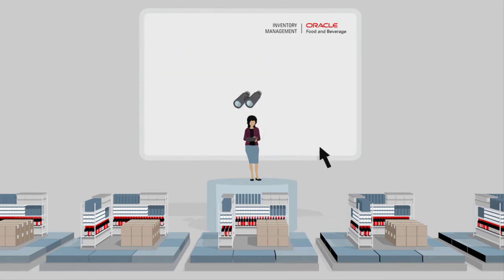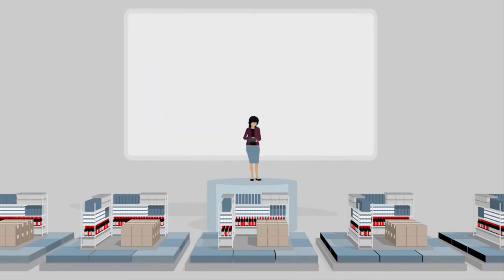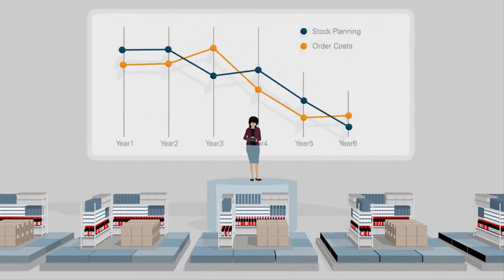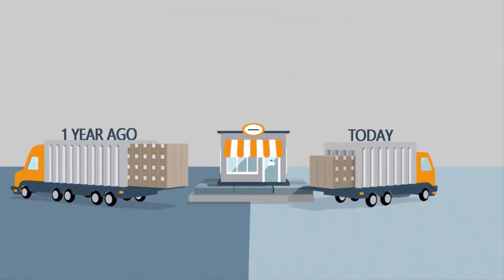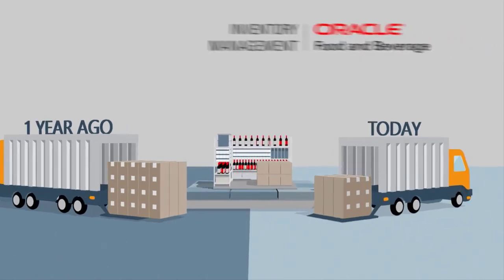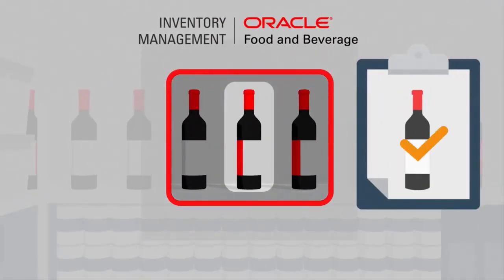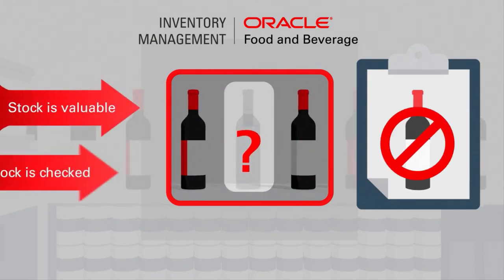It starts by helping Lauren with her ordering. Inventory management suggests an order based on a forecast or template, which Lauren can adjust. Ordering with a forecast takes less time and saves her a lot of money per restaurant per year. Lauren is ordering less because she's using less food and drink. With inventory management, she now knows what she should have on the shelves. That means she can prevent theft. Her teams know that stock is valuable and is being checked, and if items are being stolen, she can take action.